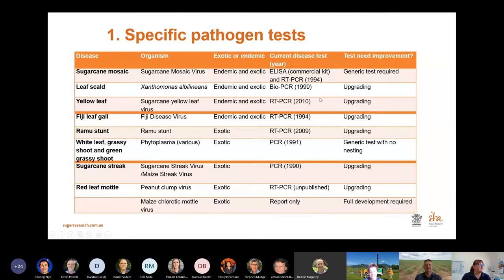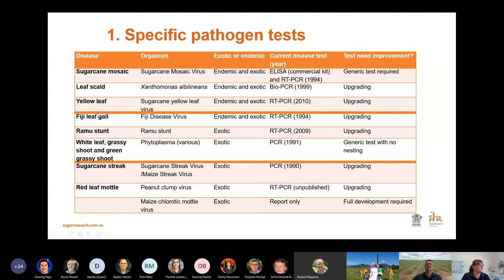But what we wanted to do is to upgrade our tests and maybe change them over. So we needed to develop new tests, have a look at new tests, and then see if they are better than what we have. You'll also notice these are in three lots. I'm going to just talk about these first three today because these are the first three we're looking at in this project. As Shaq said, this is quite a long project.